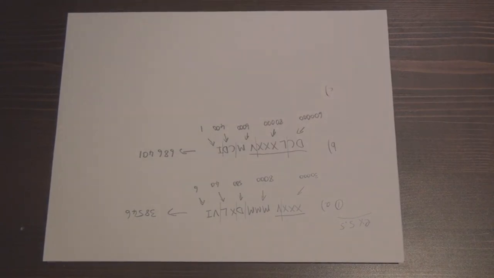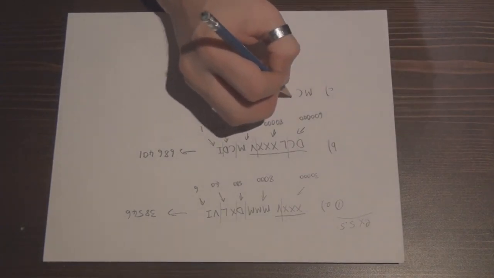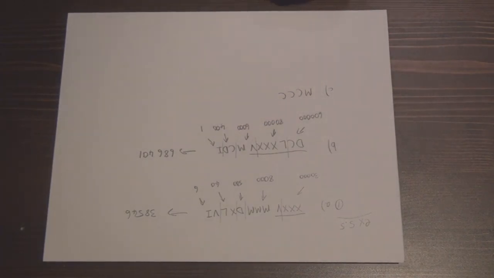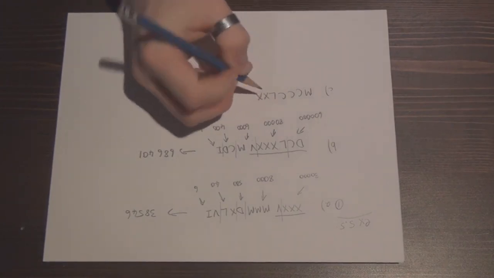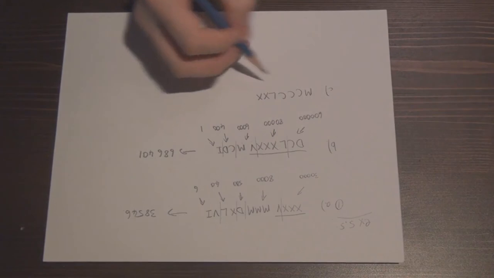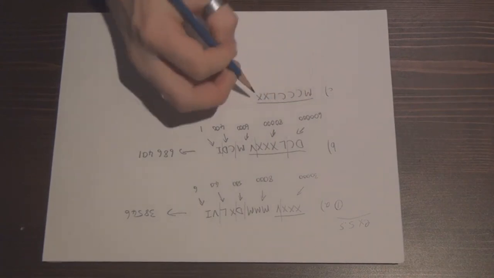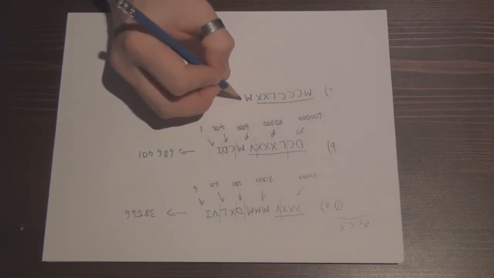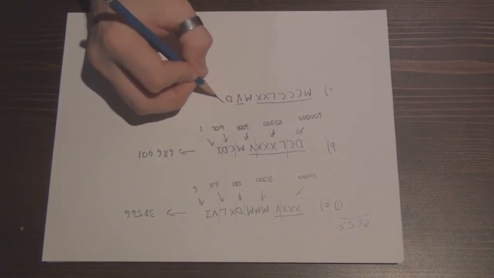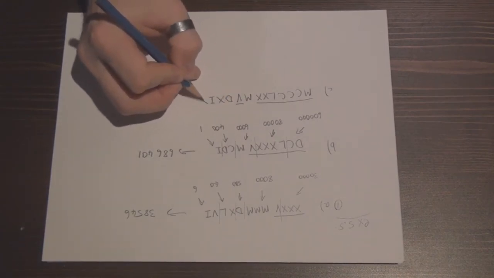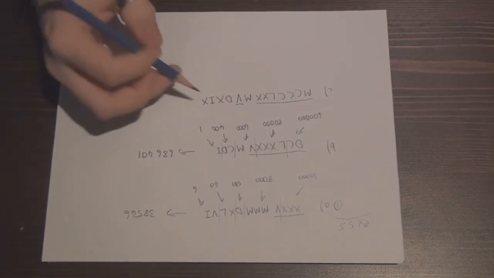One more of these conversions. Let's write that down. M and 3 C's, LXX, and all of that under a line. Then I have an M and a V under a line, DXIX.